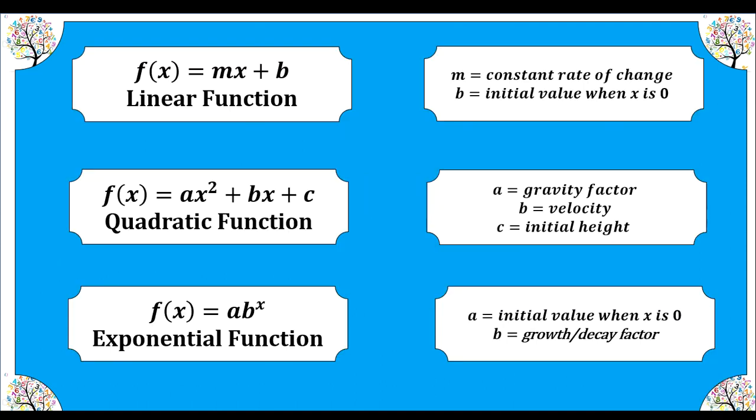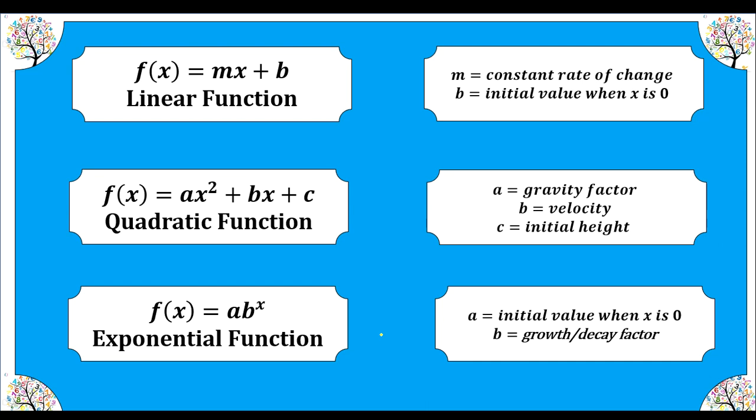So let's just recall our three functions, and we will write our functions if linear in slope-intercept form, if quadratic in standard form, and if exponential, we're going to write it in our basic AB to the x. So in linear, remember our M is our constant rate of change, our B is our initial value when x is 0. In standard form for quadratic, A is our gravity factor, B is our velocity, and C is our initial height of the object.